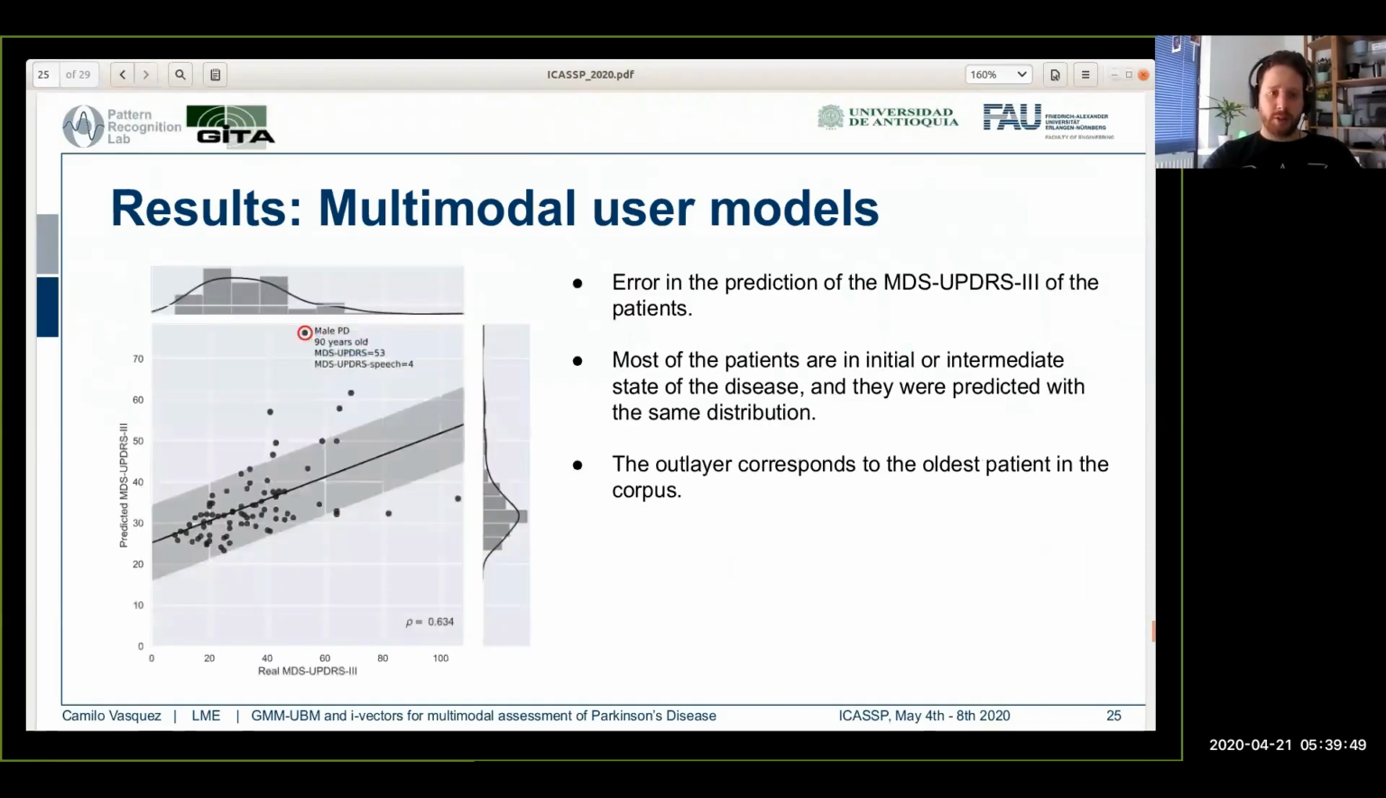So the figure here shows the error in the prediction of the clinical score of the patient. Most of the patients are in initial or in intermediate stage of the disease, and they were predicted with the same distribution. The outlier in the top of the figure corresponds to the eldest patient in the corpus.